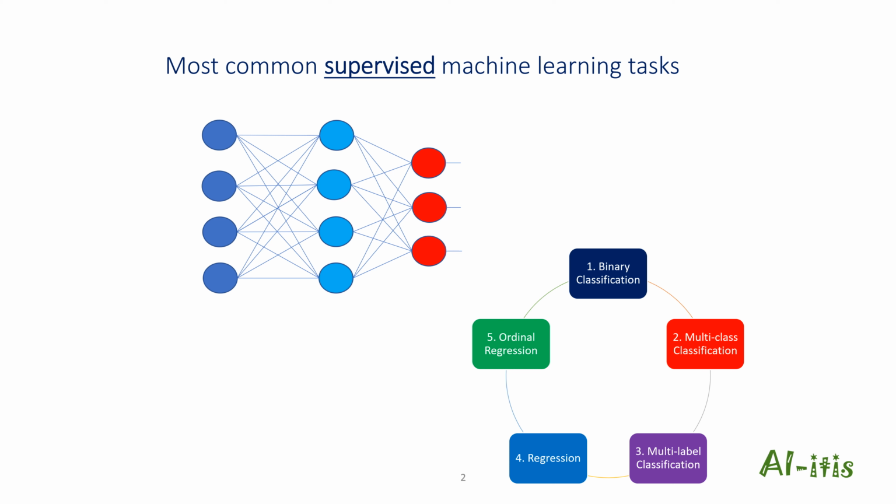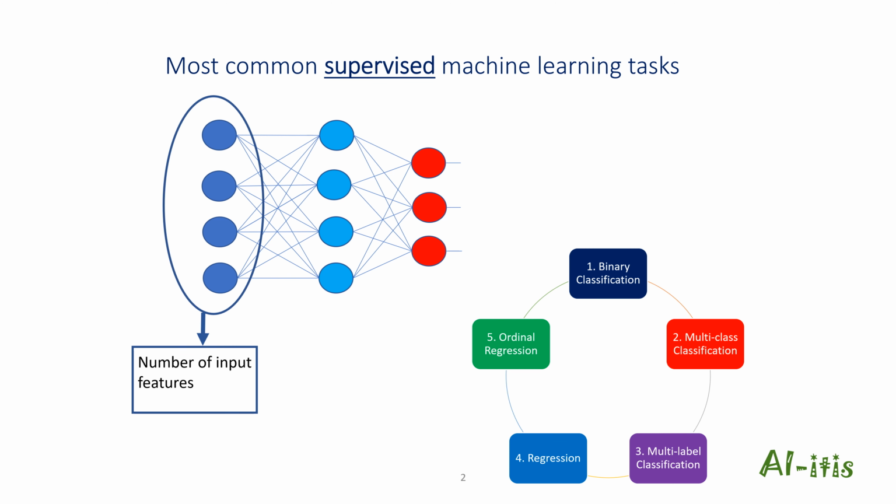If your data has labels, you are probably going to solve one of these supervised machine learning tasks. These supervised tasks are binary classification, multi-class classification, multi-label classification, regression, and ordinal regression. It is important to know which one of these categories is related to your machine learning task, since the activation function and the number of neurons in the last layer may be different based on what kind of machine learning problems you are going to solve.